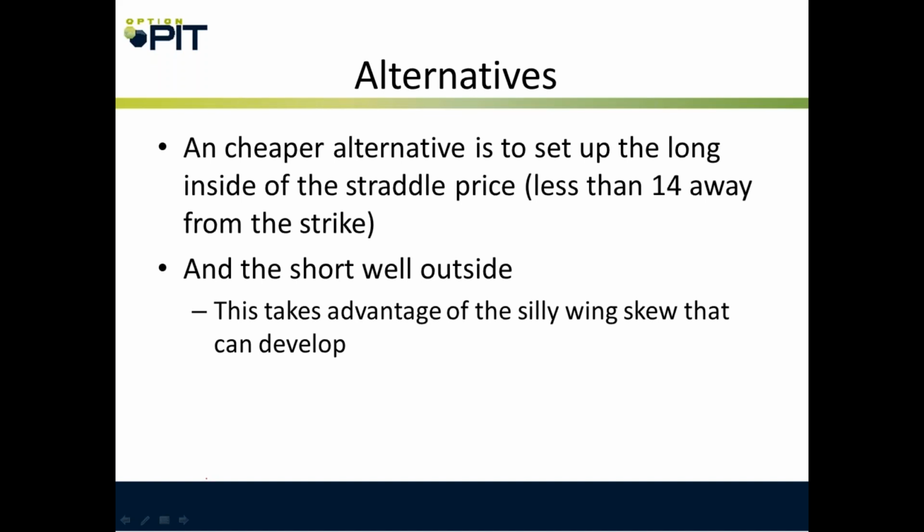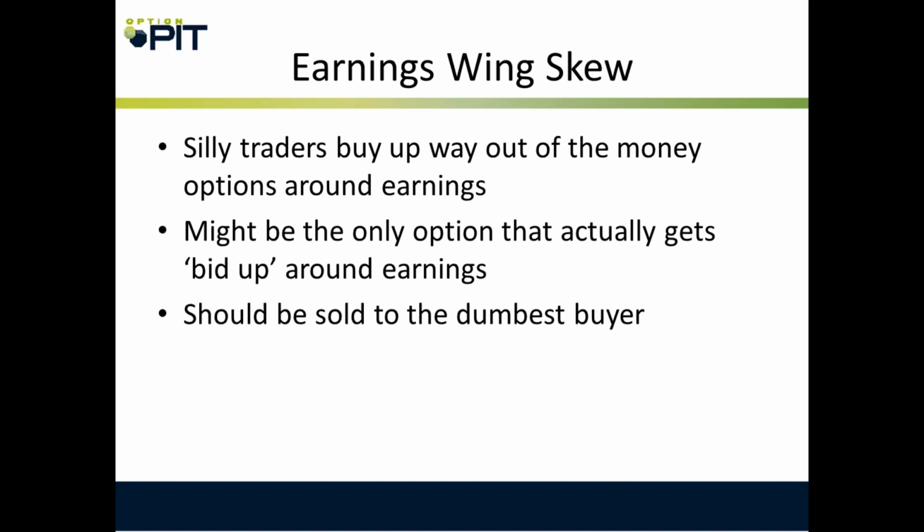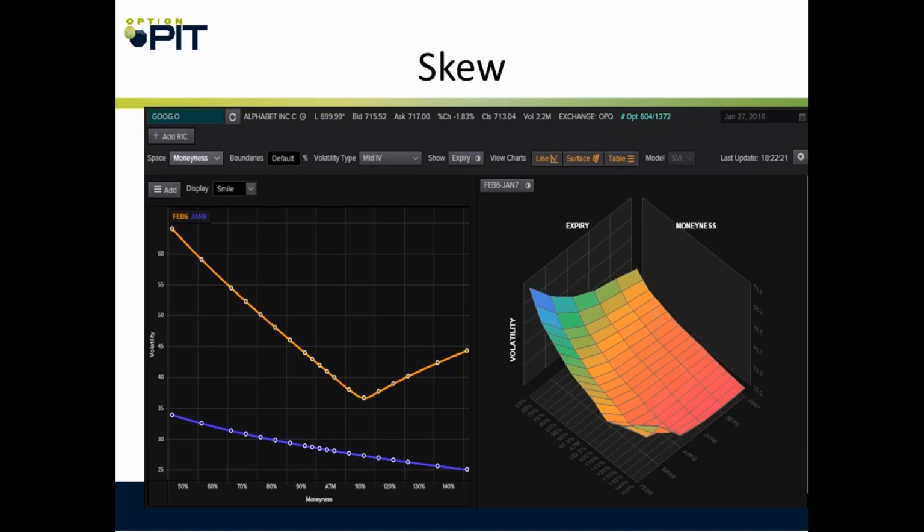So what is silly wing skew? Well, sometimes people buy these way out of the money lottery tickets, and they almost never win, yet people love buying them. I don't understand it. All right, so silly traders buy up these little cheapy wings, and it might be the only piece of the trade that actually does get bid up, and they should be sold to the dumbest buyer. All right, so you can see how skewrific these can get. This is in Goog, and I wanted to show you, like, this is from a while back, Feb versus Jan.